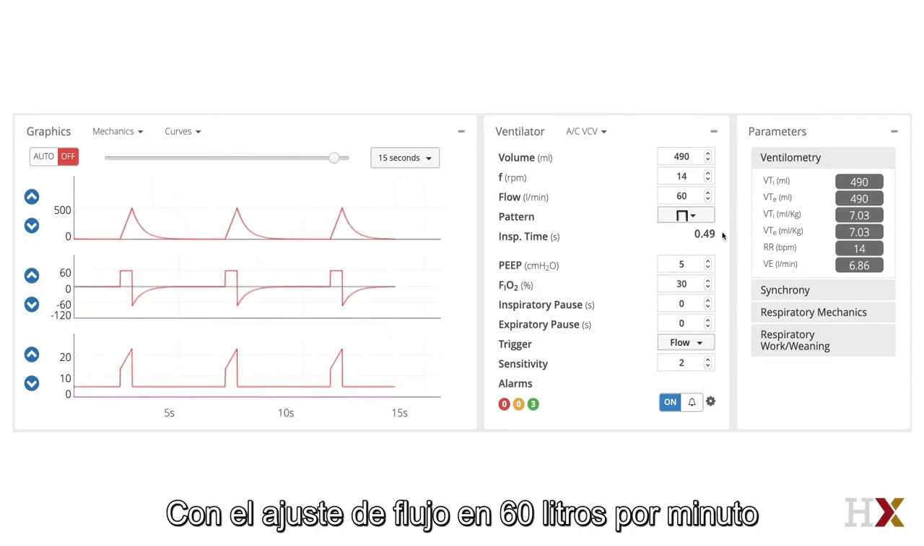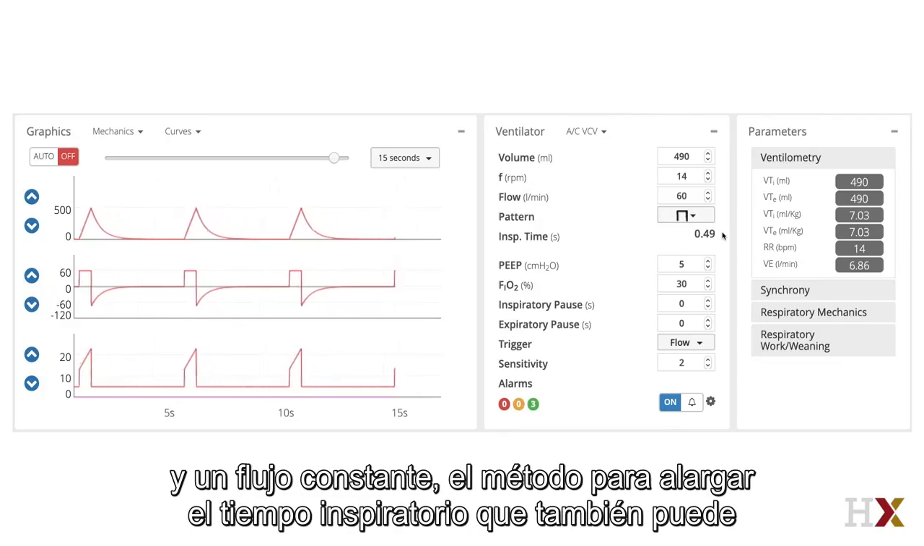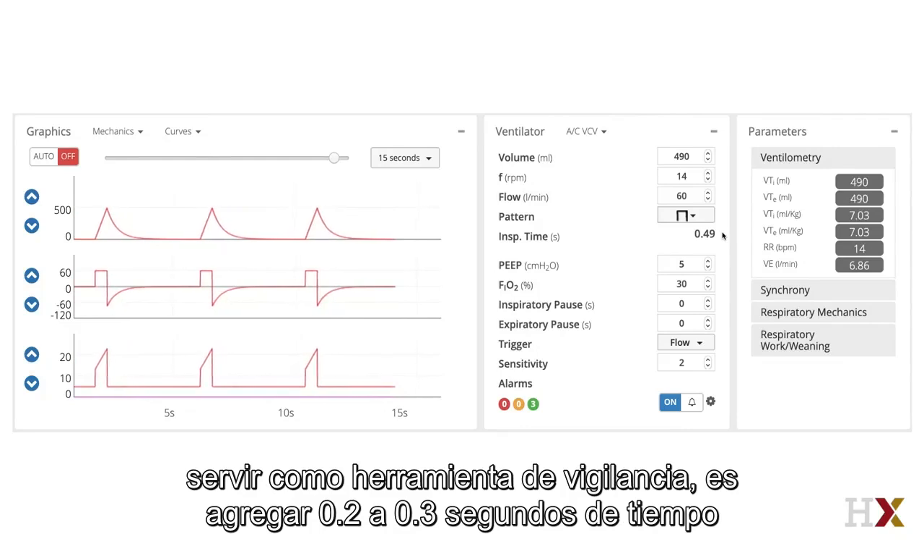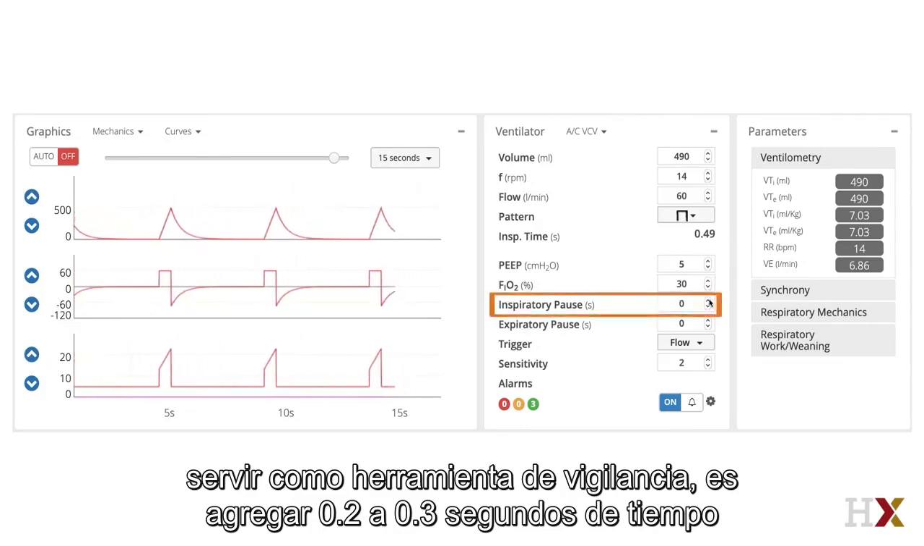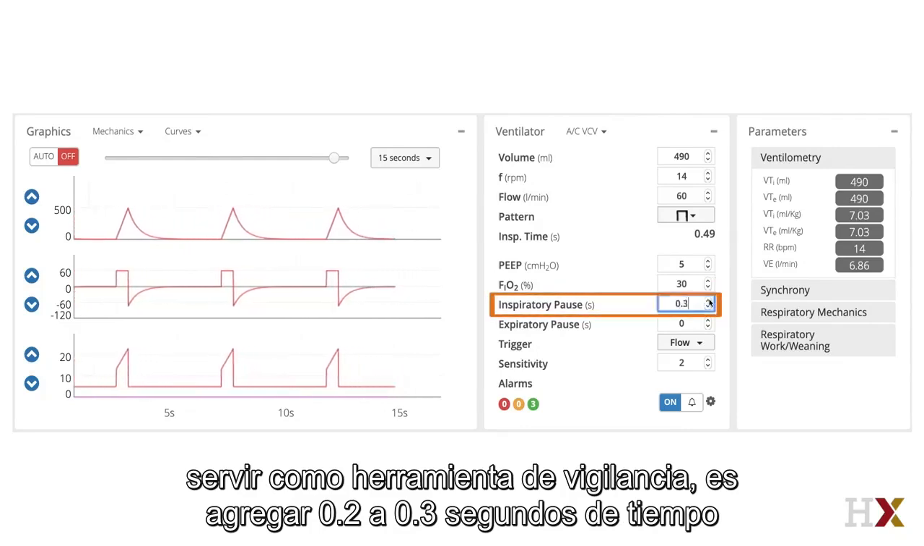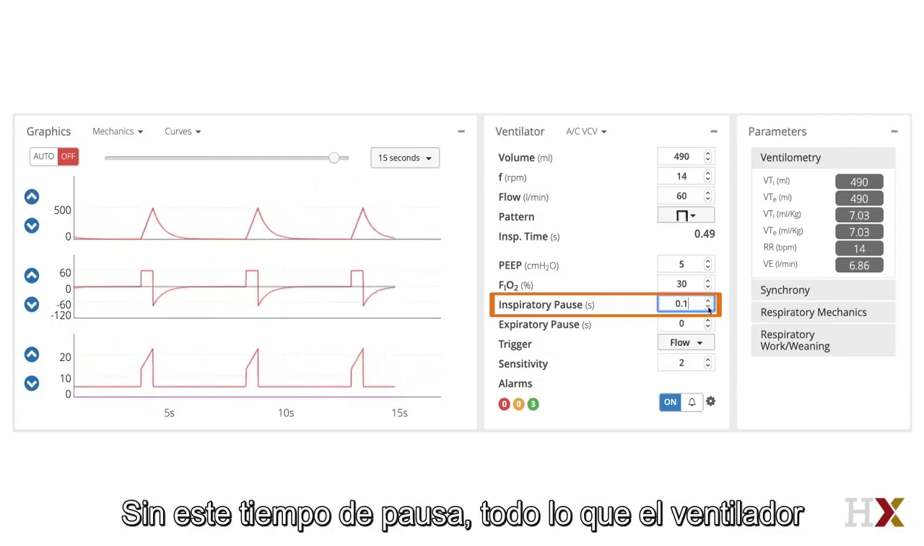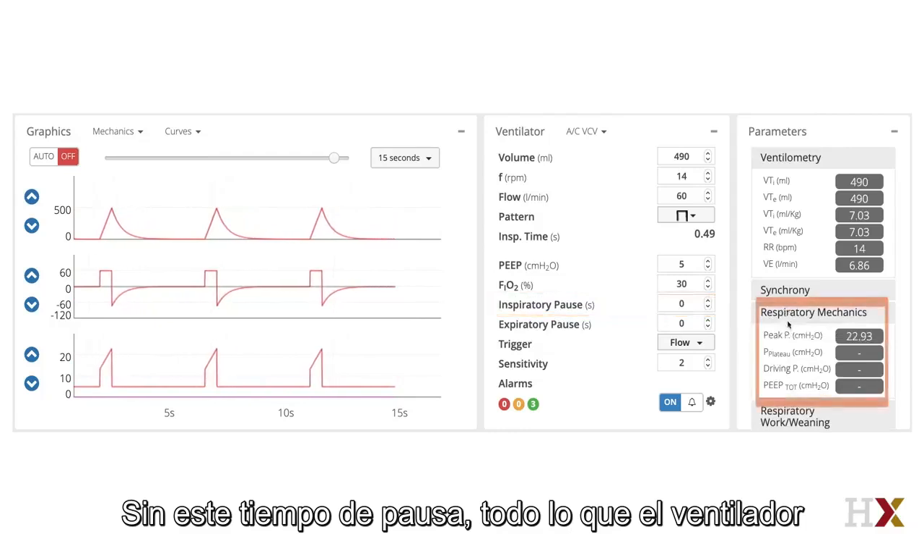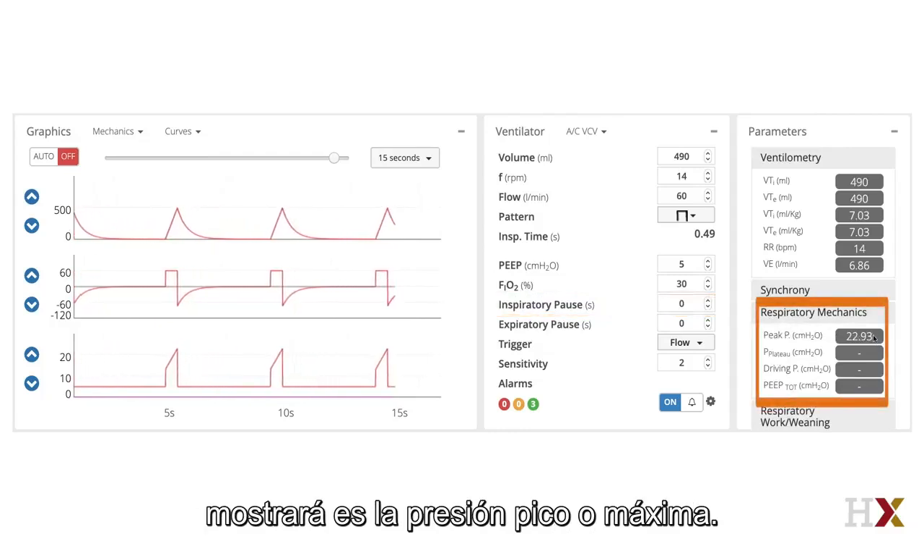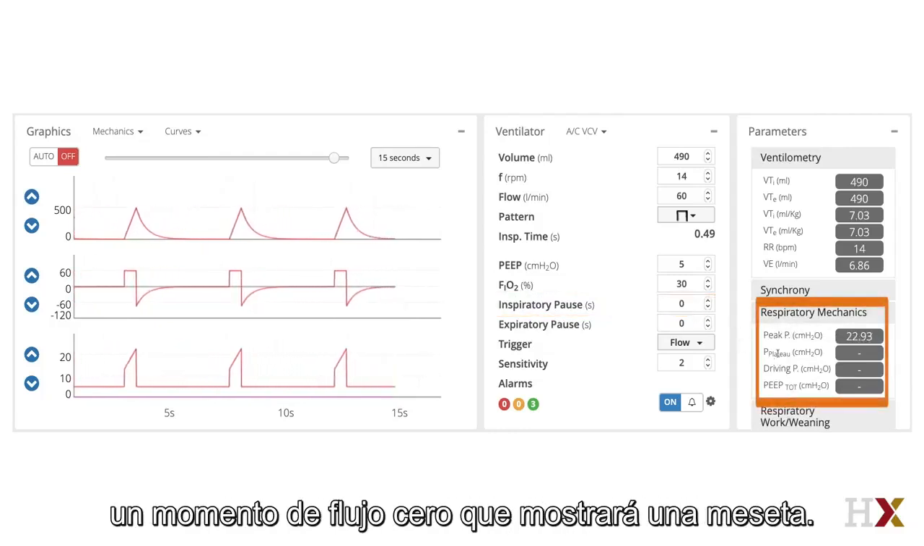So with the flow set at 60 liters per minute and using constant flow, the method to lengthen inspiratory time that can also serve as a useful monitoring tool is to add 0.2 to 0.3 seconds of a pause time at the end of inspiration. Without this pause time, all the ventilator will display is a peak pressure. However, with the pause time, there will be a moment of zero flow that will deliver a plateau.